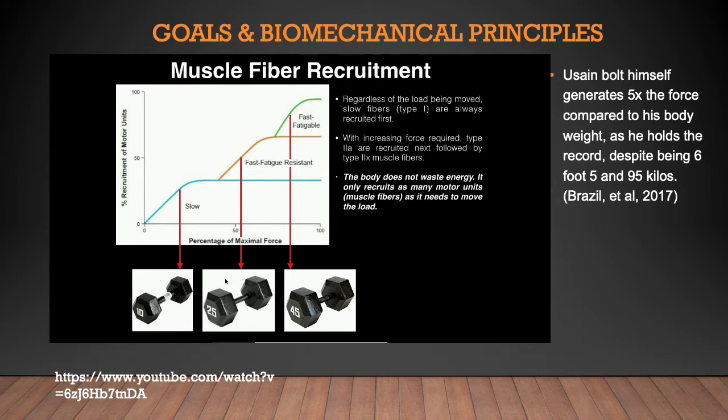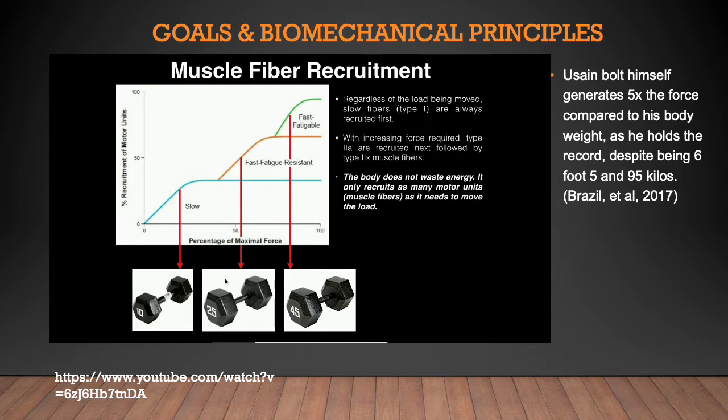A very high amount of power is needed to create enough force for a world-class sprint, which can be trained for to a certain degree. Power, however, depends on the amount of motor units recruited, which is mostly genetic. Usain Bolt himself is able to generate the force equivalent to 5 times his body weight, which helps him hold the world record despite being 95 kilos and 6'5".